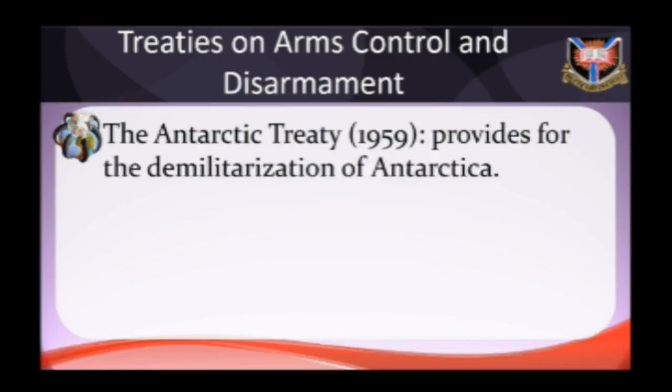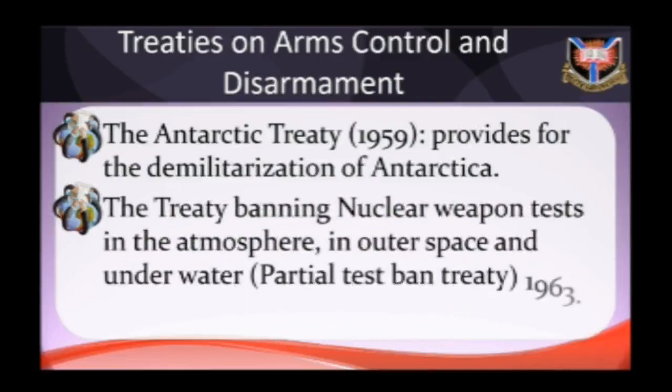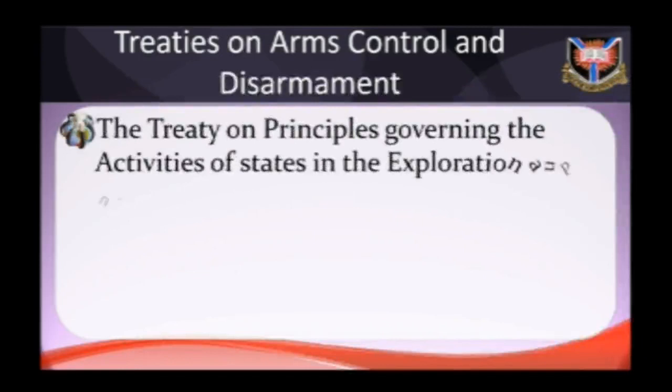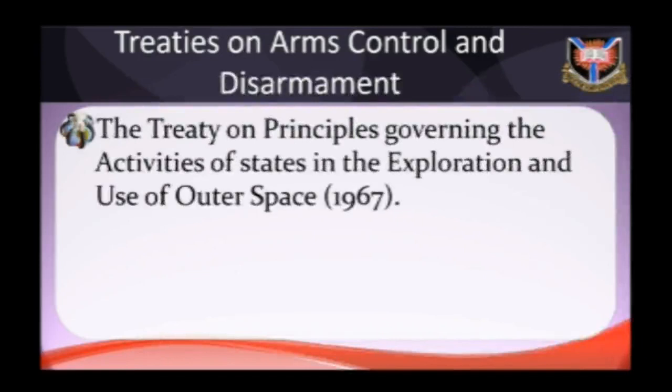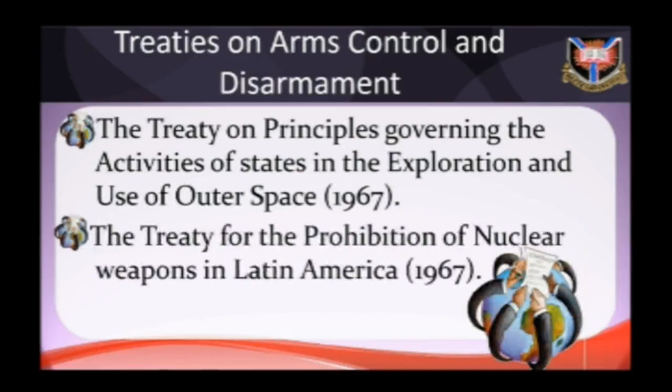1. The Antarctic Treaty of 1959. It provides for the demilitarization of Antarctica. 2. The treaty banning nuclear weapons tests in the atmosphere, in outer space, and underwater, the Partial Test Ban Treaty, 1963. 3. The Treaty on Principles Governing the Activities of States in the Exploration and Use of Outer Space of 1967. 4. The Treaty for the Prohibition of Nuclear Weapons in Latin America of 1967.